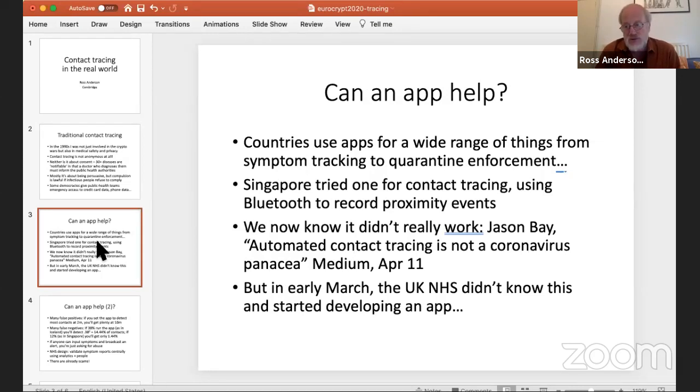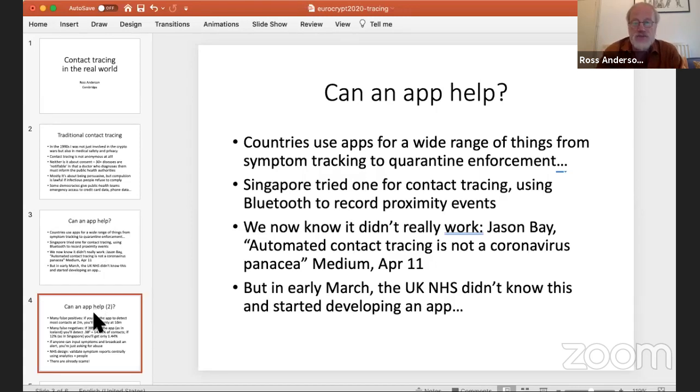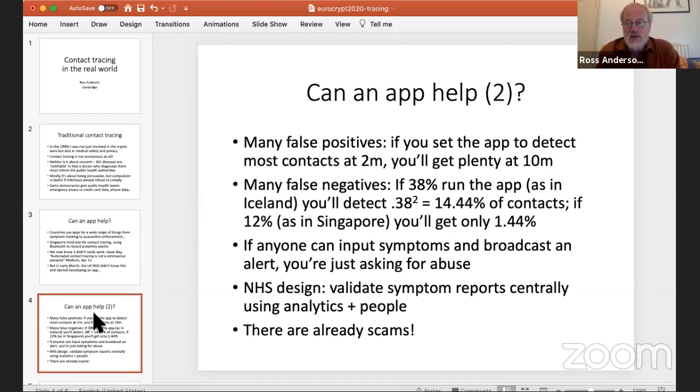Now, the current story starts in January when Singapore tried to use one for contact tracing, using Bluetooth to record proximity events. And we now know that it didn't actually work. If you look at the post by one of the developers on Medium, "Automated contact tracing is not a coronavirus panacea," you can see his story. But in early March, the UK NHS didn't know this, and it started to develop an app.